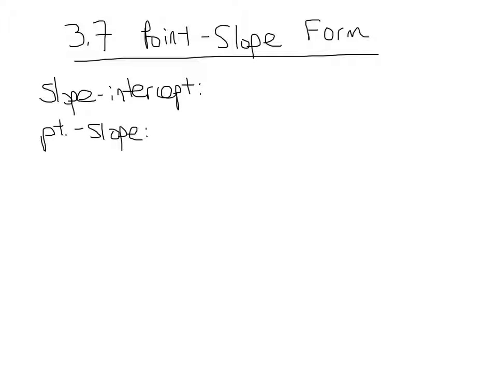Hello, Algebra Scholars. Last section, 3.6, we learned the slope-intercept equation of the line, which we're now familiar with as y equals mx plus b, where m is the slope of the line and b is the y-intercept of the line.